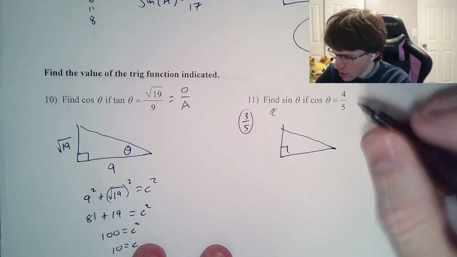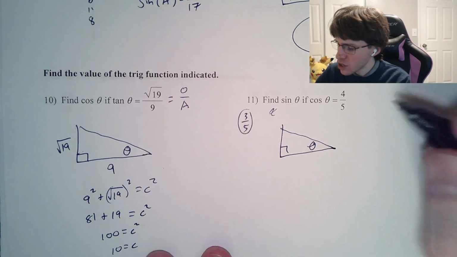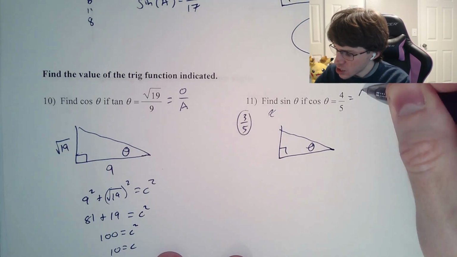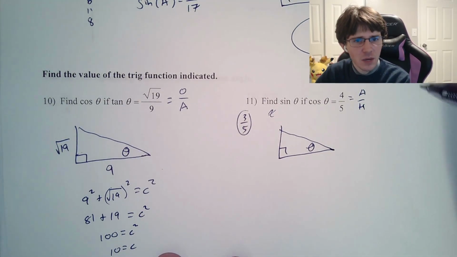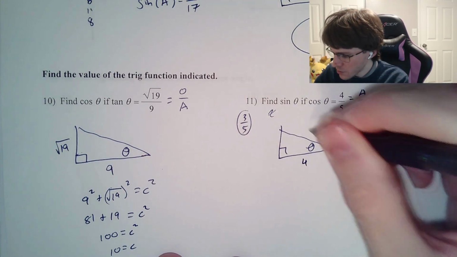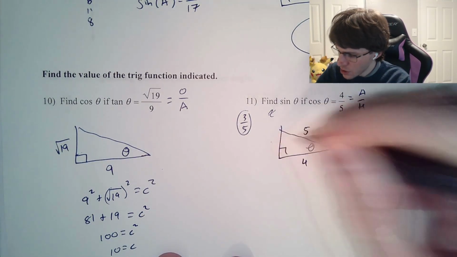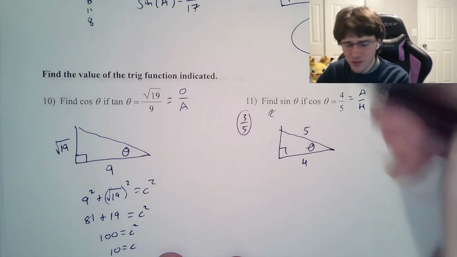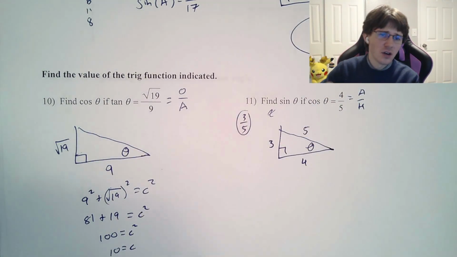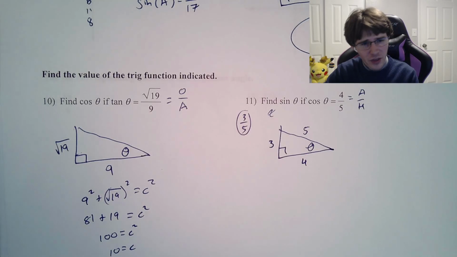Draw the triangle. Put the theta in there. Remember that cosine is the adjacent over the hypotenuse. Because it's adjacent over hypotenuse, this side is a 4, and this one is a 5. We don't know what this side is, but it's a 3, 4, 5 triangle, so we can guarantee that it's a 3. Or again, you could have used the Pythagorean theorem.